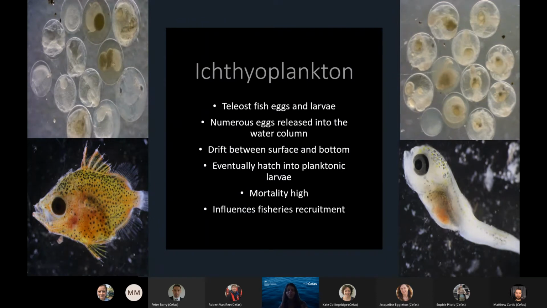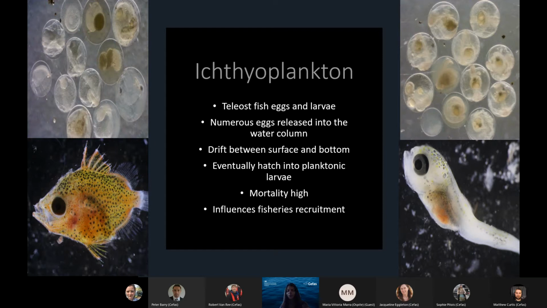So they're released into the water column after fertilization and may drift between the surface and the bottom during their incubation period. The planktonic larvae eventually hatch from the eggs and will go on to feed on phytoplankton and predate other zooplankton until they develop into the adult fish. Mortality of the larvae, however, is very high, potentially occurring from inadequate food sources, temperature, offshore transport and predation.